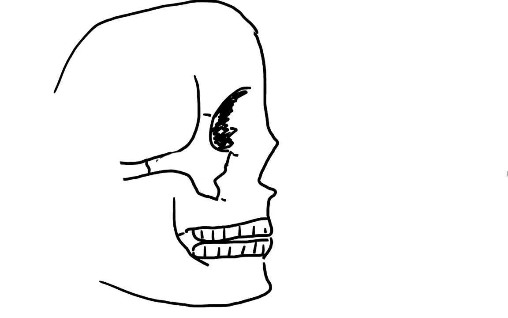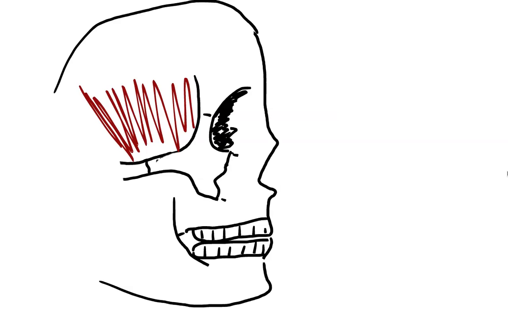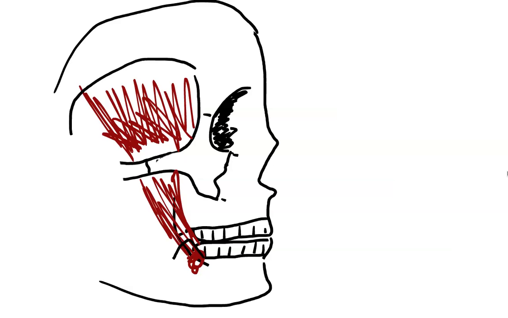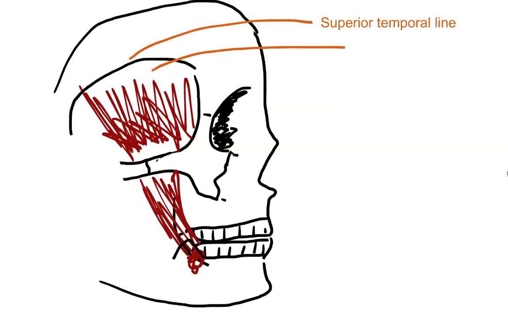The temporalis muscle is a fan-shaped muscle covering the temporal area, attaching across the side of the skull, and that goes over to the coronoid process of the mandible, which is this bit here. The borders of the muscle superiorly are the superior temporal line and the inferior temporal line running just below it.